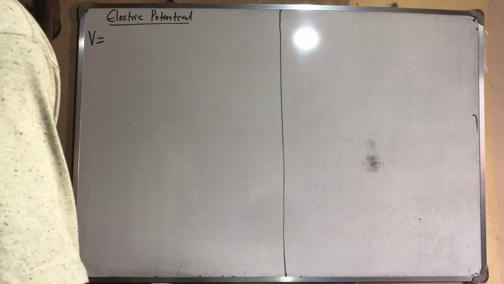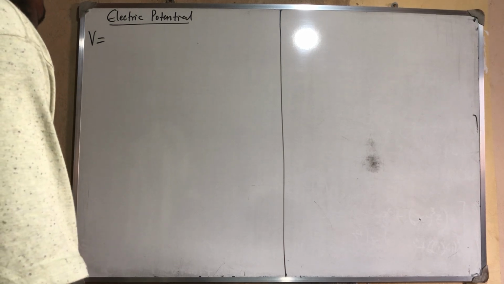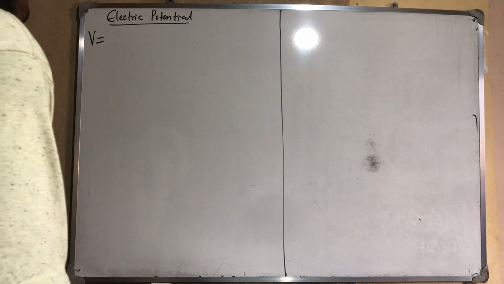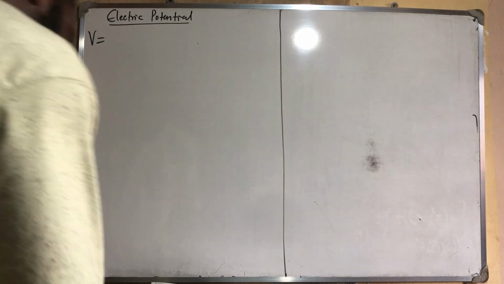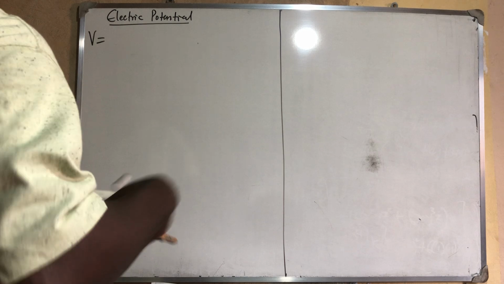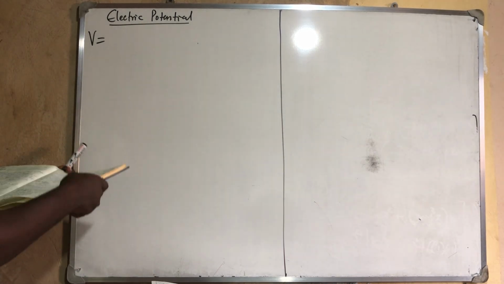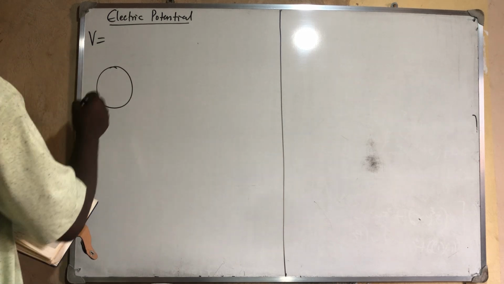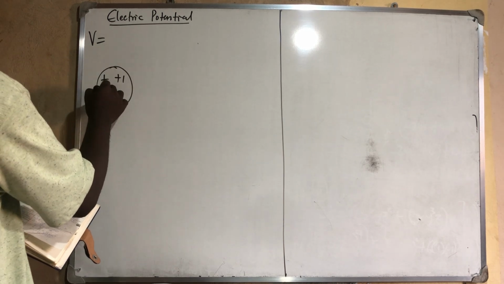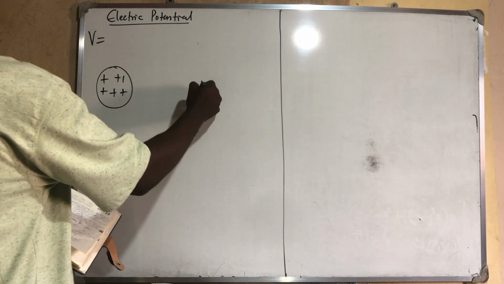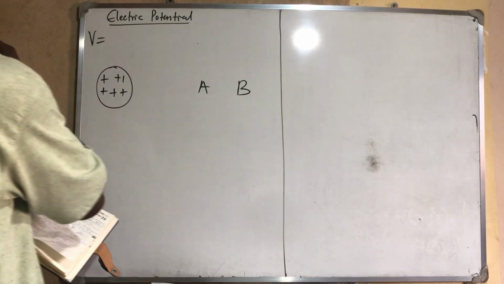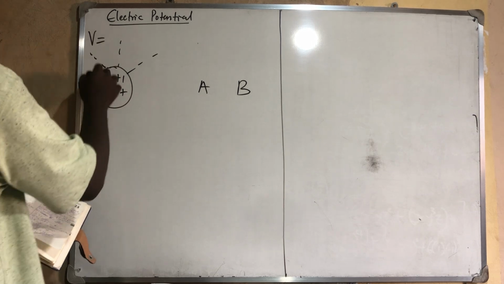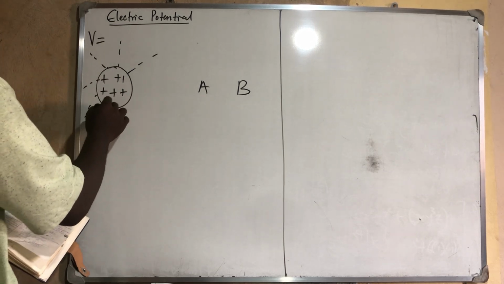Then note that the positive potential is taken to be higher than the negative. This is why in an electric cell the positive terminal is at a higher potential than the negative terminal. So let us consider 2 points in an electric field as shown below. We have a positive charge inside here, then we have a point A and a point B. This is how the charge is moving.